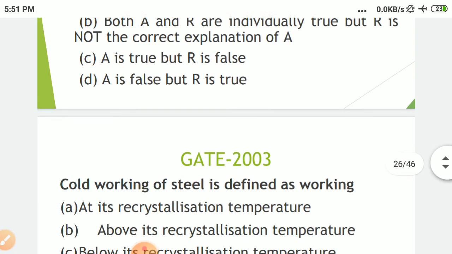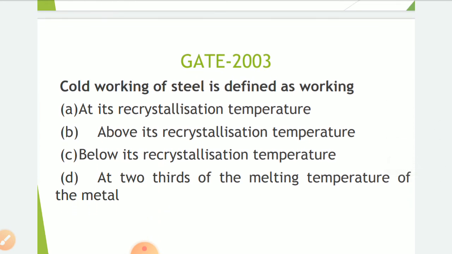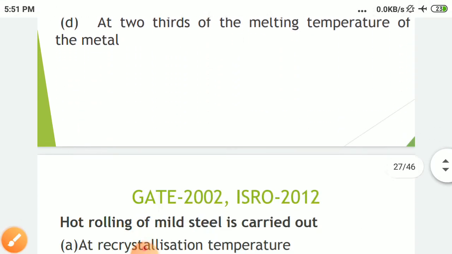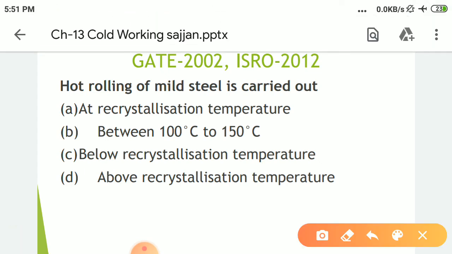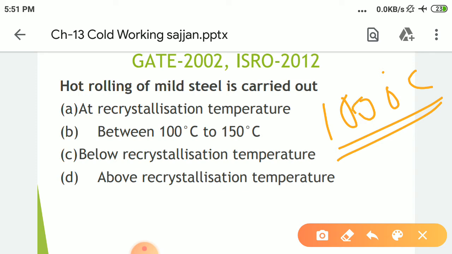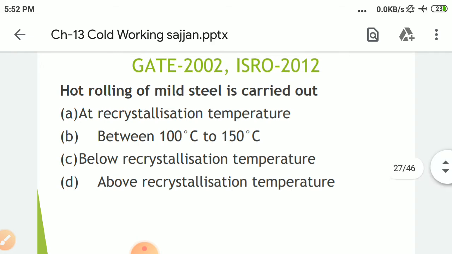Now come to the next question. Cold working of steel is defined as, so cold working is below recrystallization temperature. Hot rolling of mild steel. So hot rolling of mild steel is, for steel, recrystallization temperature will be about 600 degrees centigrade. So generally we have seen in the slides that it is about 1000 degree centigrade. There is not any option regarding 1000 degree centigrade. So what we can answer is above recrystallization temperature. So this is the answer.